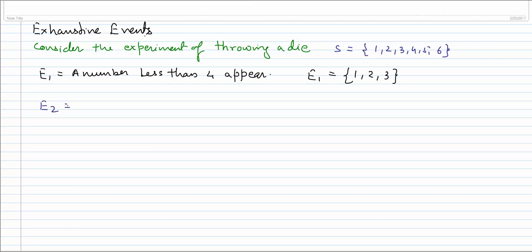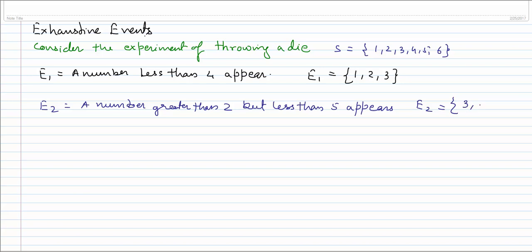E2 event, that is a number greater than 2 but less than 5 appears. So E2 must contain a number greater than 2 but less than 5. Greater than 2, that is 3 and 4. These are the only elements in this event. Now let's have another event, E3, a number greater than 4 appears.